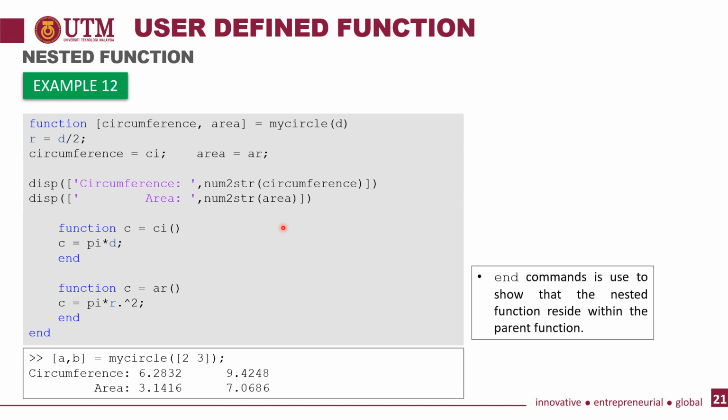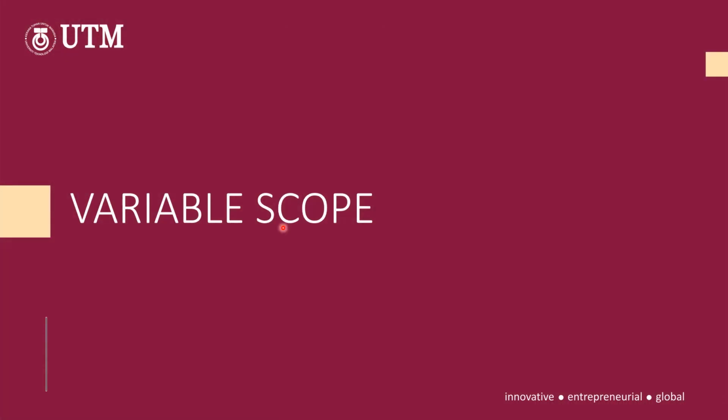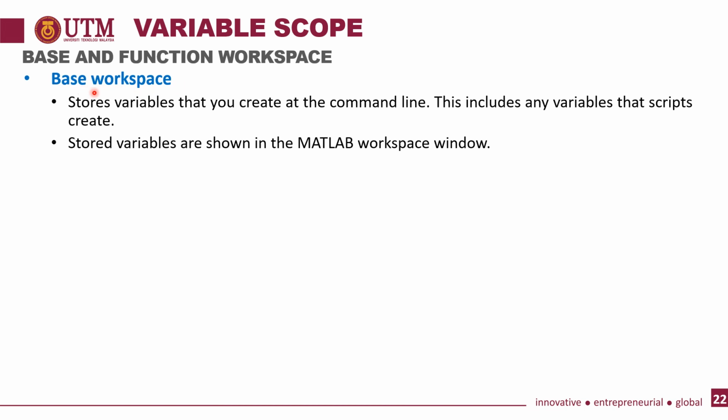Next we will take a look at variable scope. What is the scope of our variable? When or where can we access our variable? First is the base and function workspace. You must know what the base workspace and the function workspace are. The base workspace stores variables that you create at the command line. This includes any variable that a script creates, and stored variables are shown in the MATLAB workspace window.